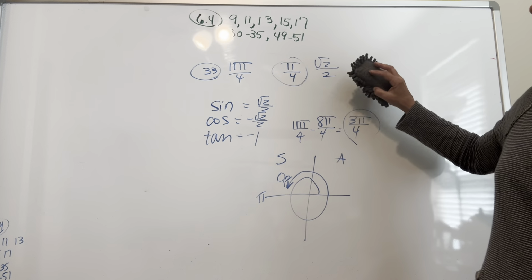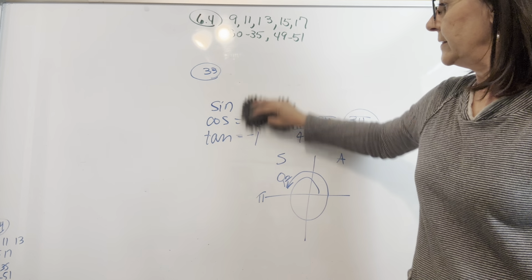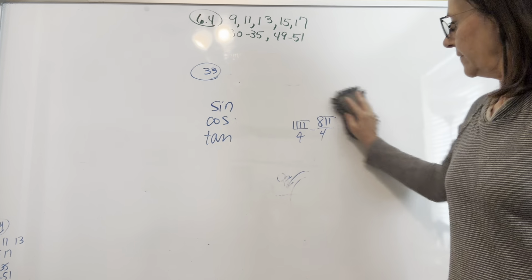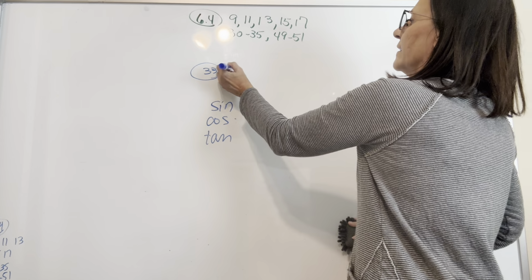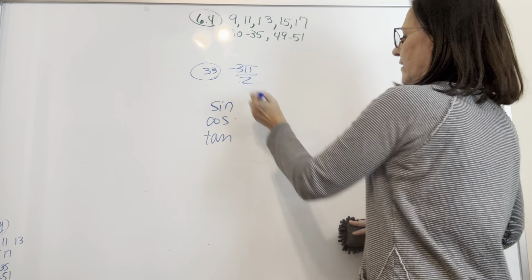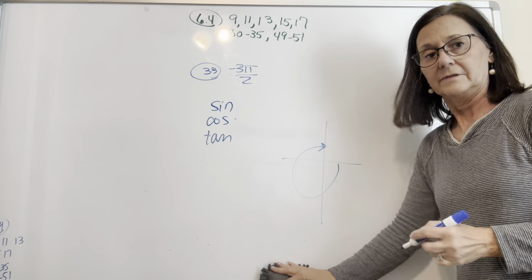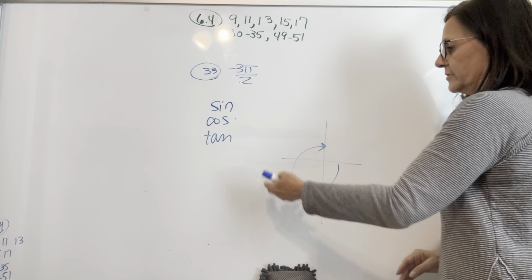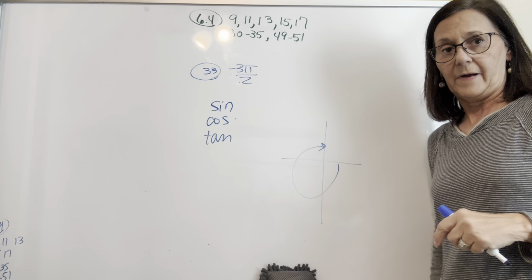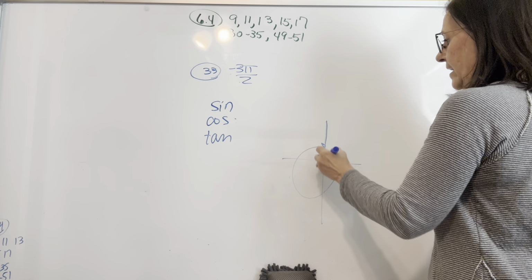35 is negative 3 pi over 2. That's going right there because we go 0, negative pi over 2, negative pi, negative 3 pi over 2. Right, so it's right here.